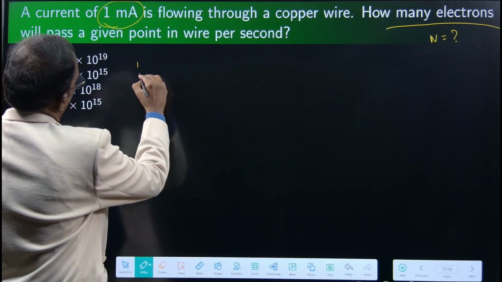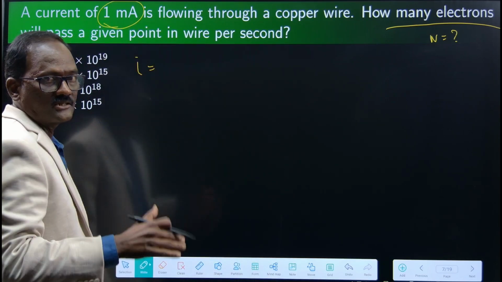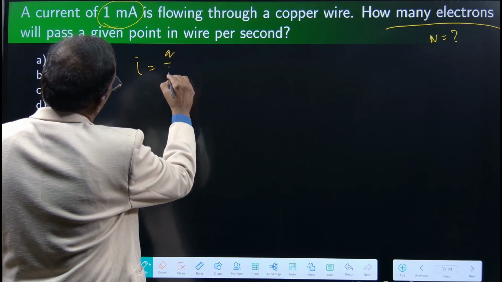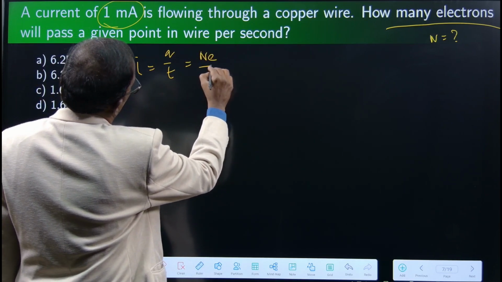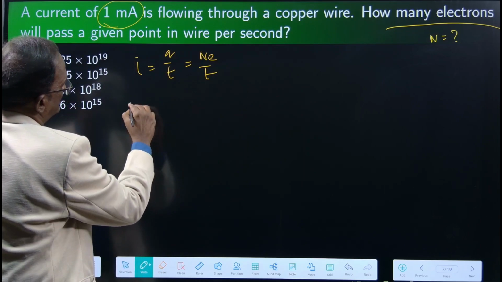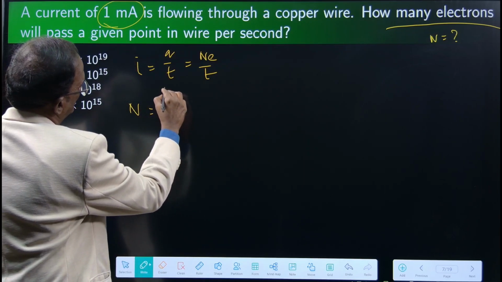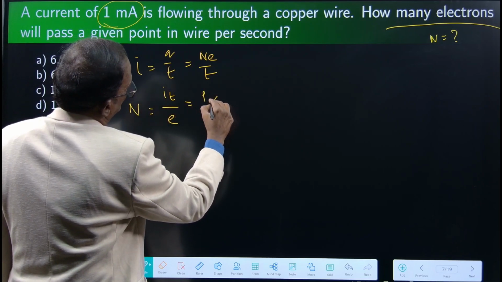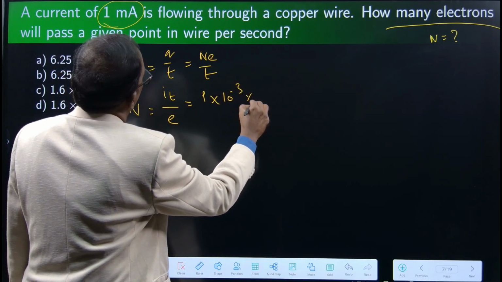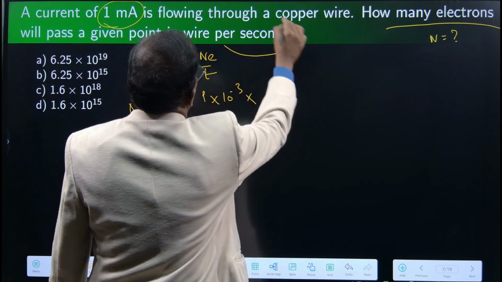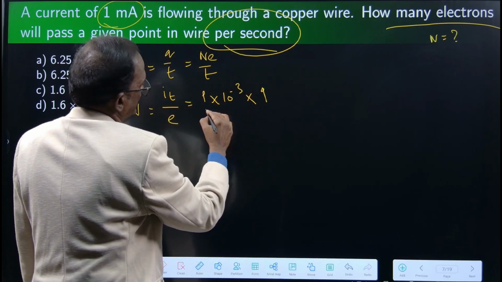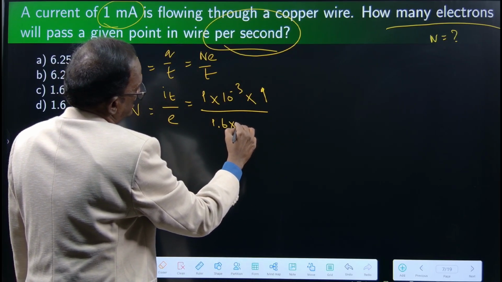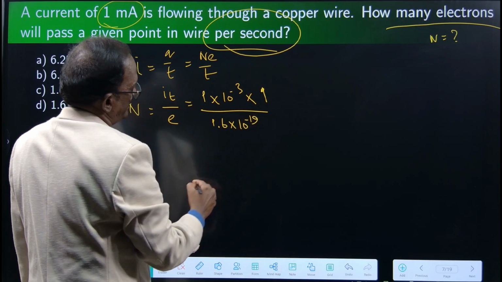Right. So the current is constant, so for a fixed number of electrons we will use I is equal to Q by T is equal to NE by T. I is equal to NE by T. N is equal to IT by E. I is equal to 1 milliampere, 1 into 10 to the power minus 3. The time is per second, 1 second. E will be 1.6 into 10 to the power minus 19.